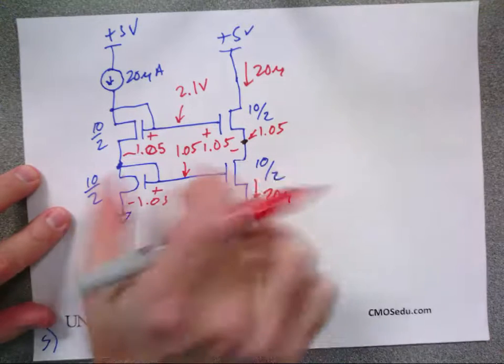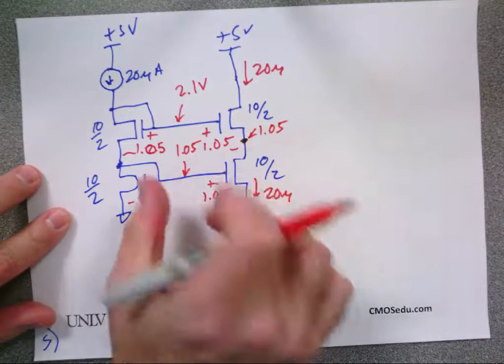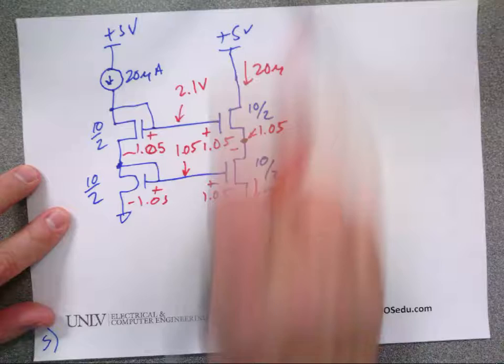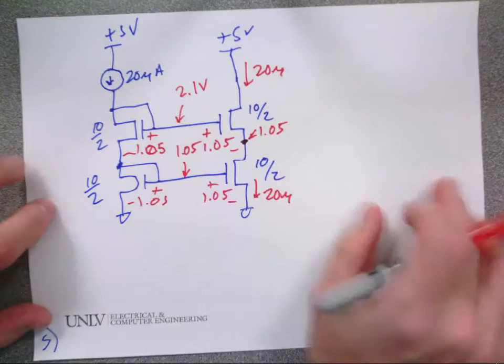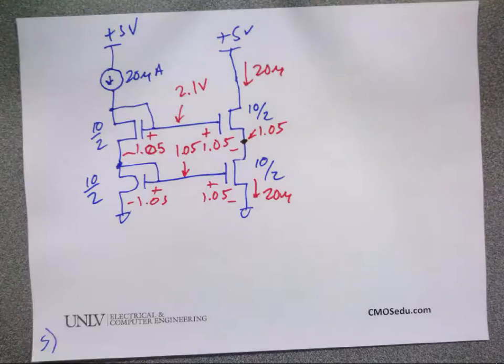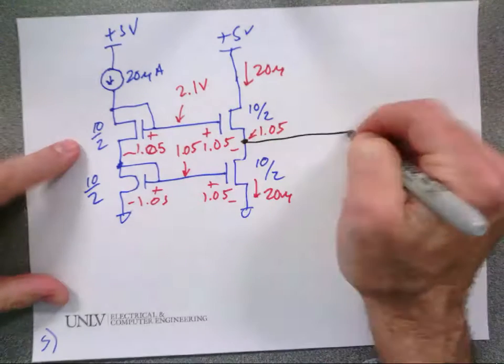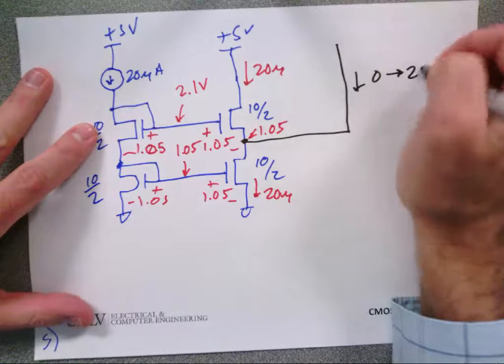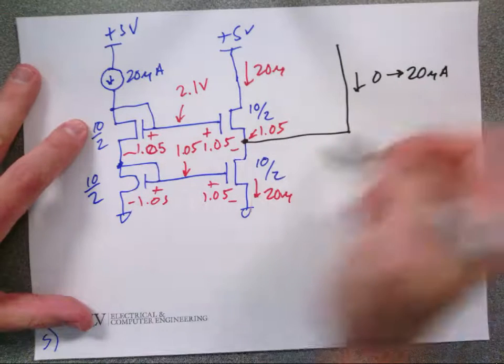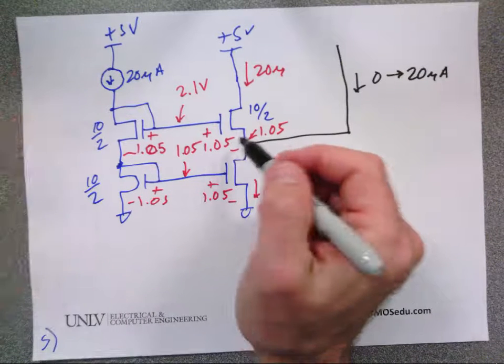It's a symmetrical circuit, so since I'm turning these on the same amount and I get the same current, the voltages will be the same, even though they're not physically tied. Okay? Then I'm going to come over here and sweep the current here that flows from 0 to 20 microamps. I'm pushing water into the pipe there.